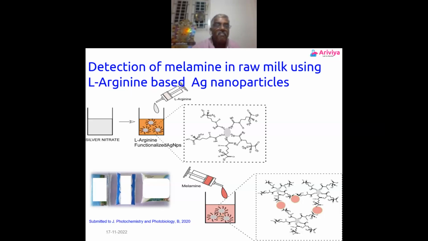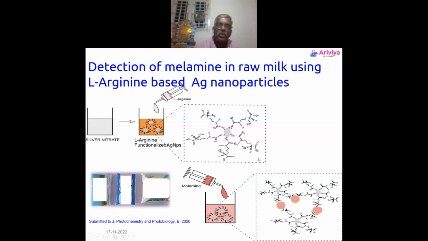We have fabricated a device from this: an L-arginine based silver nanoparticle. When melamine is present in the milk, it shows a color change. Previously it was one color, and once it binds with melamine, it shows a different color. This way we designed the melamine detection. This is a laboratory report.